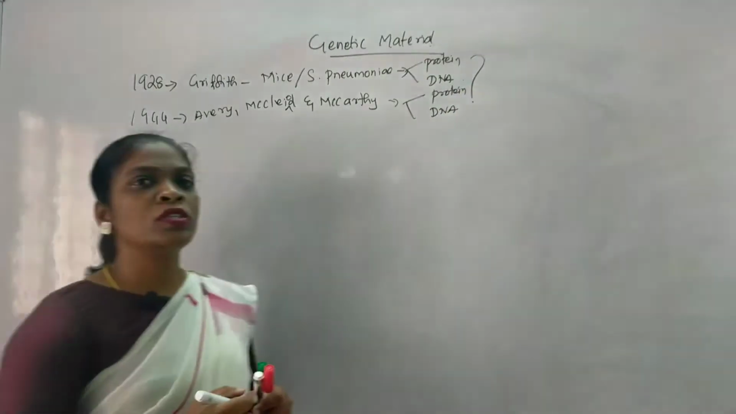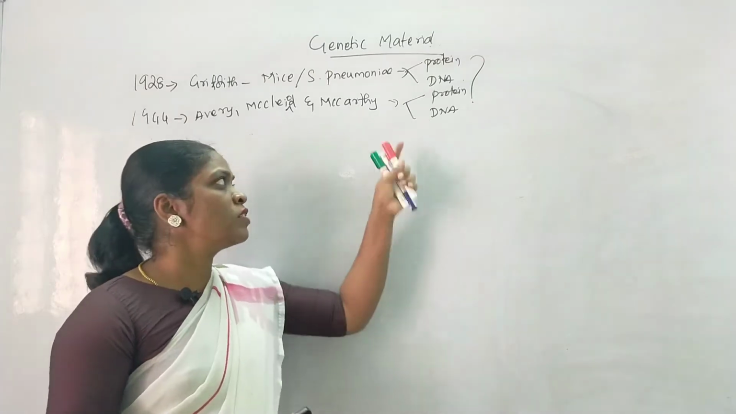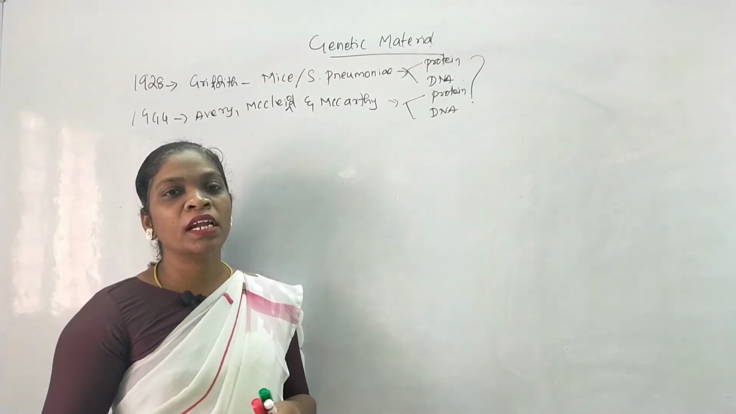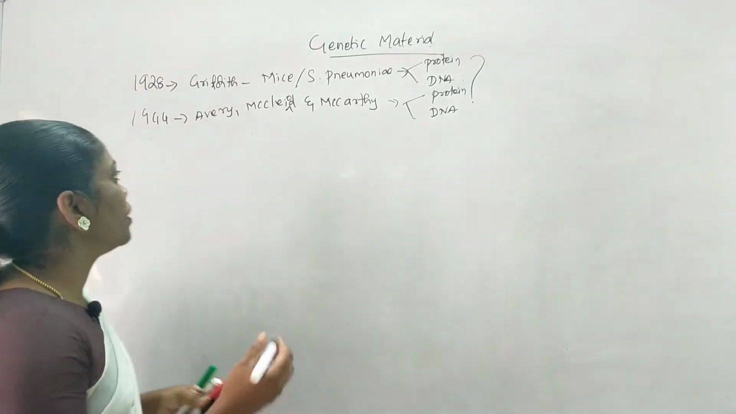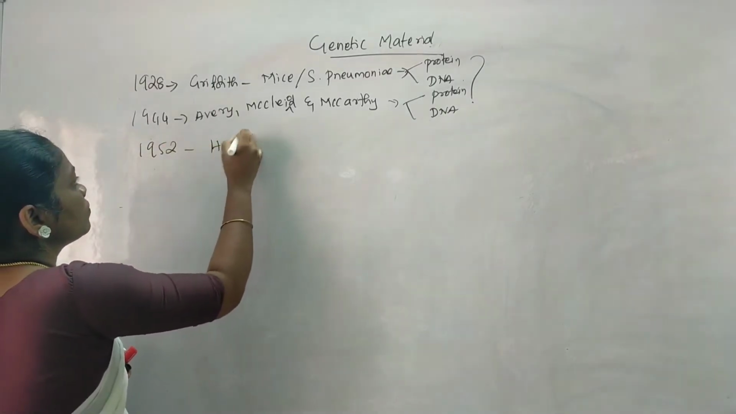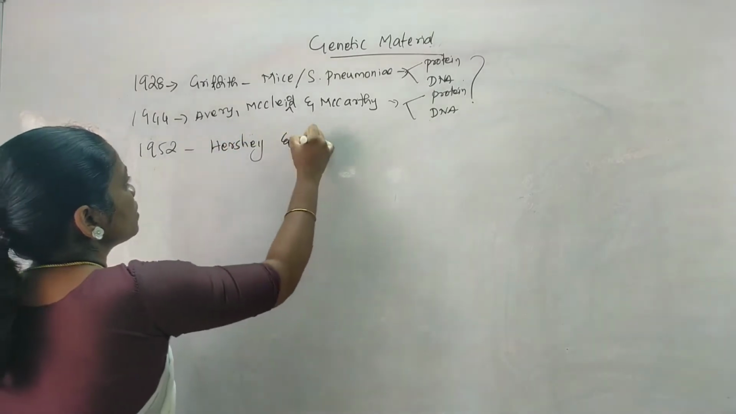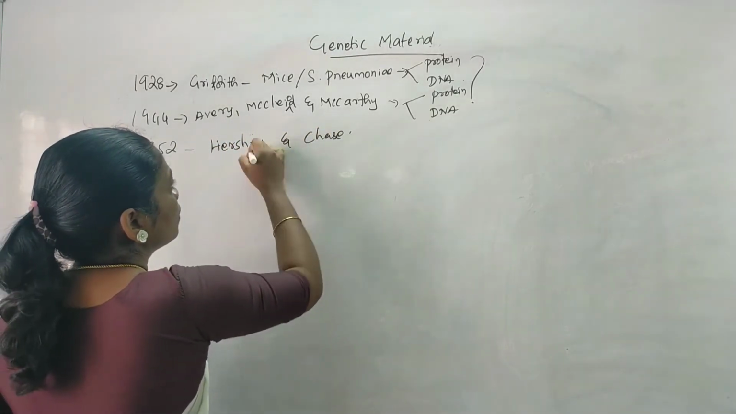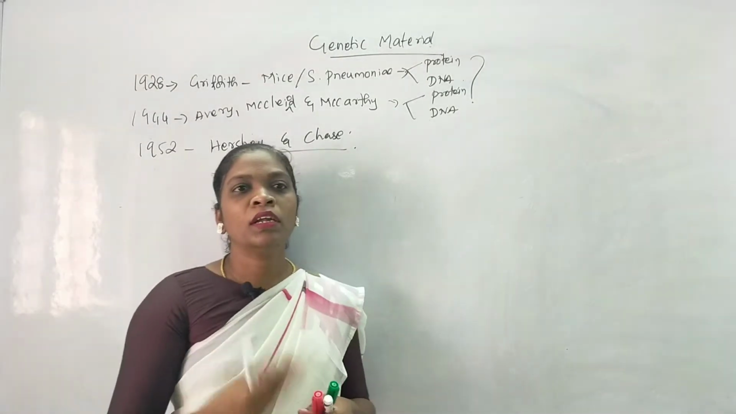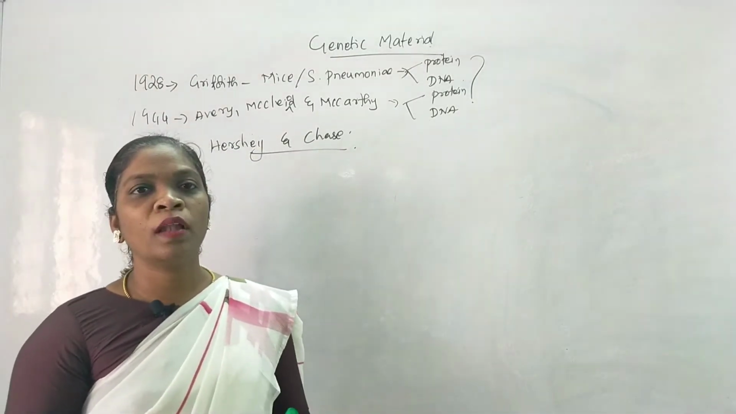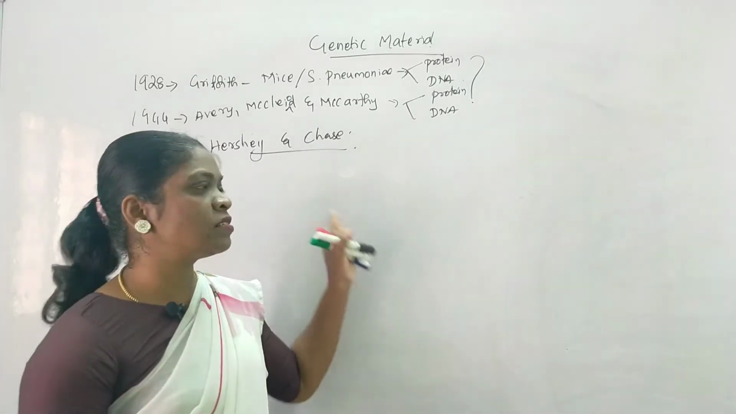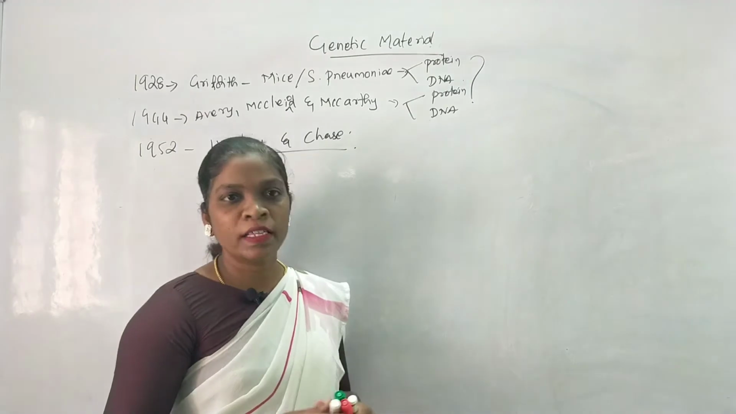To confirm which particle or which structure carries genetic information, there was one more experiment conducted in the year 1952 by two more individuals. That was in the year 1952, Hershey and Chase. They conducted an experiment with a T2 bacteriophage in E. coli with the help of radioactive isotopes to identify genetic material. We'll just start learning about the Hershey and Chase experiment.